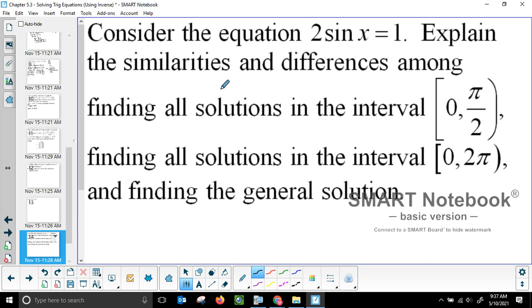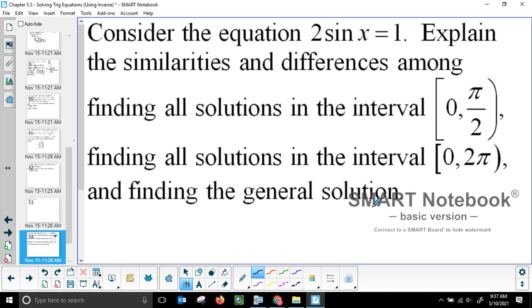Okay. Find all solutions in the interval. So this is a good one. Just go ahead and use this equation. And actually find, okay, I only care about solutions between 0 and pi over 2, which is in our first quadrant. Here, I only care about solutions between 0 and 2 pi, which is our entire unit circle.